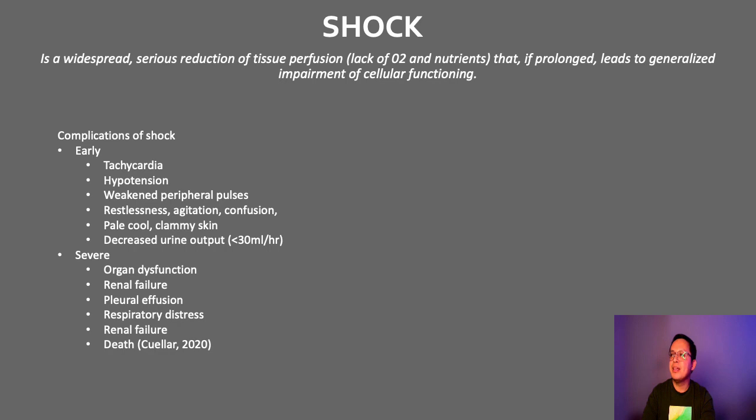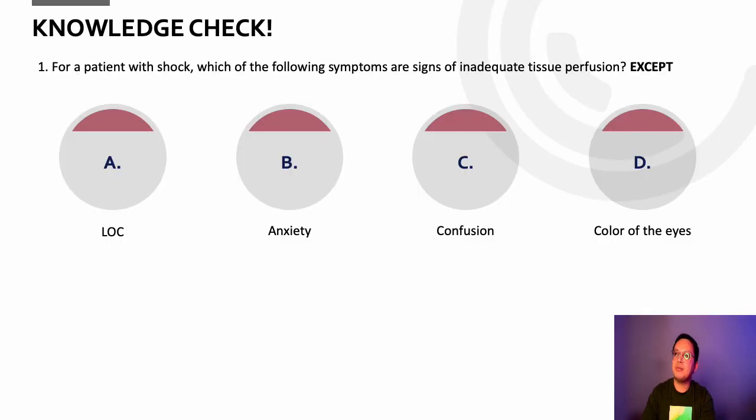Knowledge check for a patient with shock. This is knowledge check number one. Which of the following symptoms are signs of inadequate tissue perfusion, except: A, LOC, B, anxiety, C, confusion, and D, color of the eyes? Please write your answer on a separate sheet and then transfer it later in the streams for Unit 5 Knowledge Check.